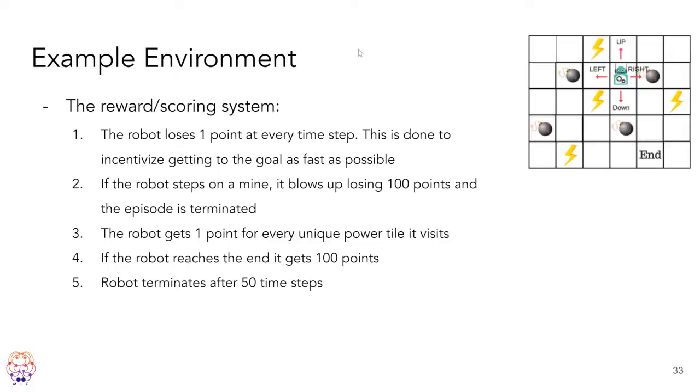For this example, we're going to have an example environment. Here we just have a robot, and he's in a maze. The robot simply needs to get to this end square right here. There are a couple rules to this environment.